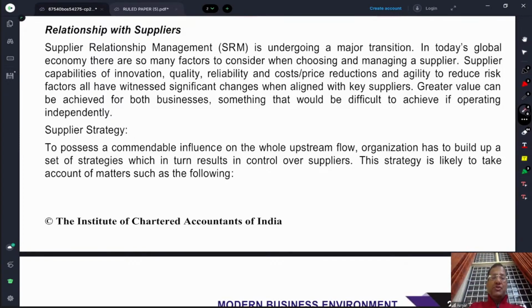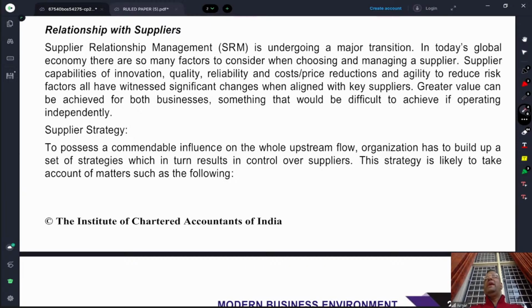Apart from that, we have to check the innovation ability of the supplier. If my supplier innovates the raw material, innovates the finished product, then definitely that finished product is my raw material. Definitely my user will get a better experience.